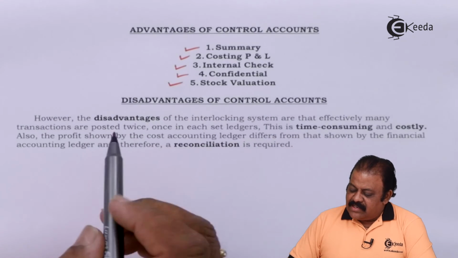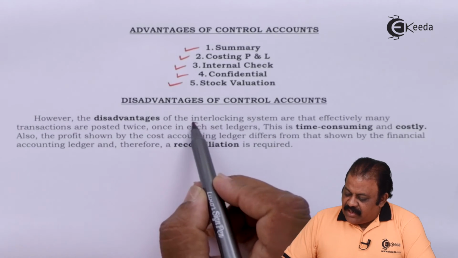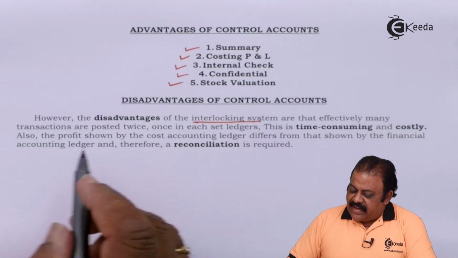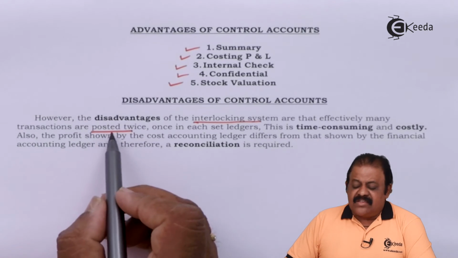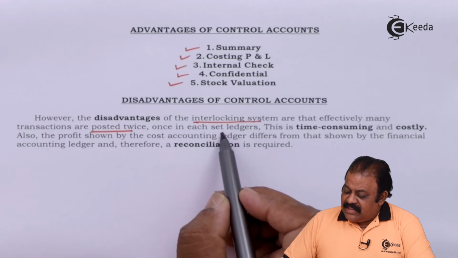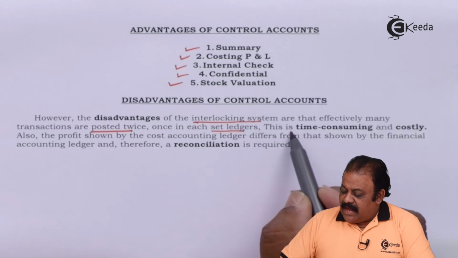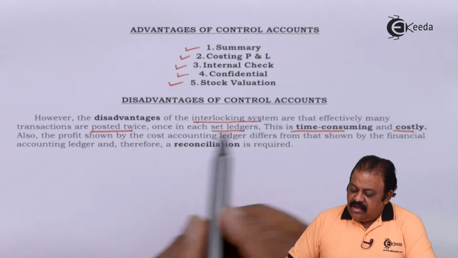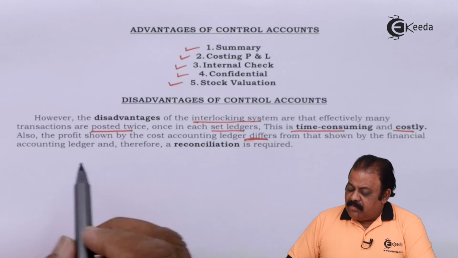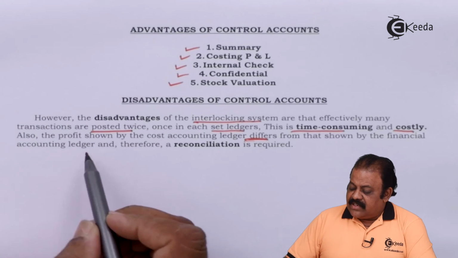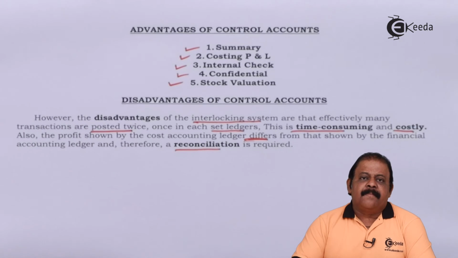Disadvantages of control account is interlocking system, that effectively many transactions are posted twice, once in each set of ledger. This is time consuming and costly. Also, profit shown by cost accounting ledger differs from that shown by the financial accounting ledger, and therefore reconciliation is required.